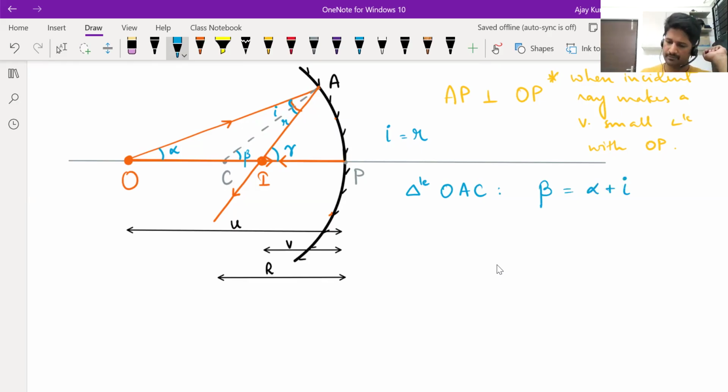One equation. Next, the other triangle, the smaller one, CAI: center, the point of incidence, and the image location. How are beta, R, and gamma related? Rishi, can you tell? Isha, can you answer? How are beta, R, and gamma related?